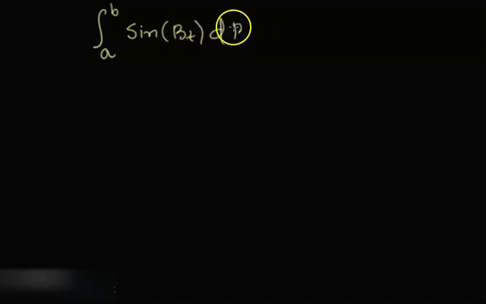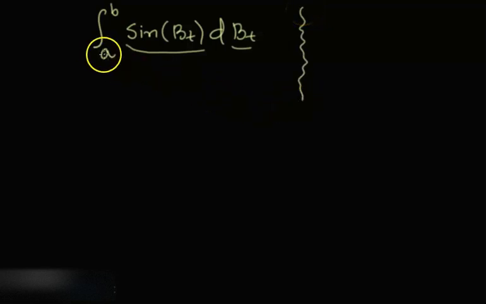Bismillahirrahmanirrahim. Now let's think this way. You want to compute the Ito integral from a to b of sine of B_t dB_t. So you have sine depending on Brownian motion and you want to compute its integral with respect to Brownian motion.